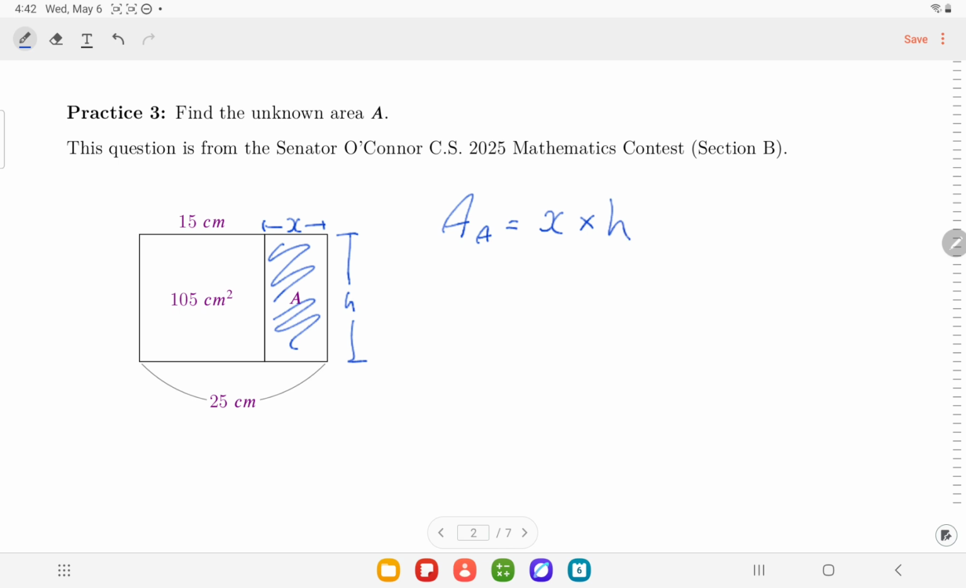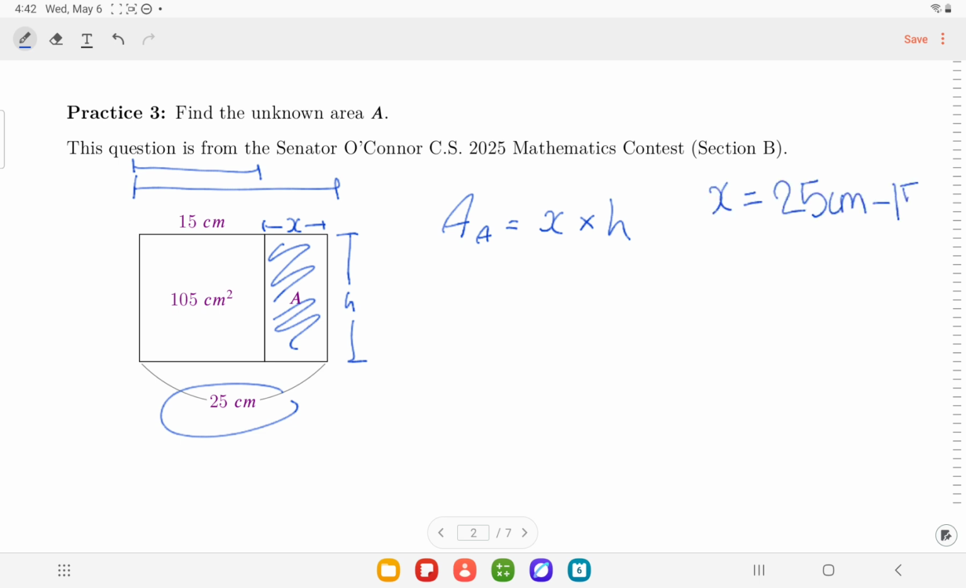And we can find X because X is the entire length minus the 15. And we know here that the entire length is 25. Oh, entire length, sorry, not area. So our X is going to be 25 centimeters minus 15 centimeters, which is 10 centimeters. And now we have to find our height.